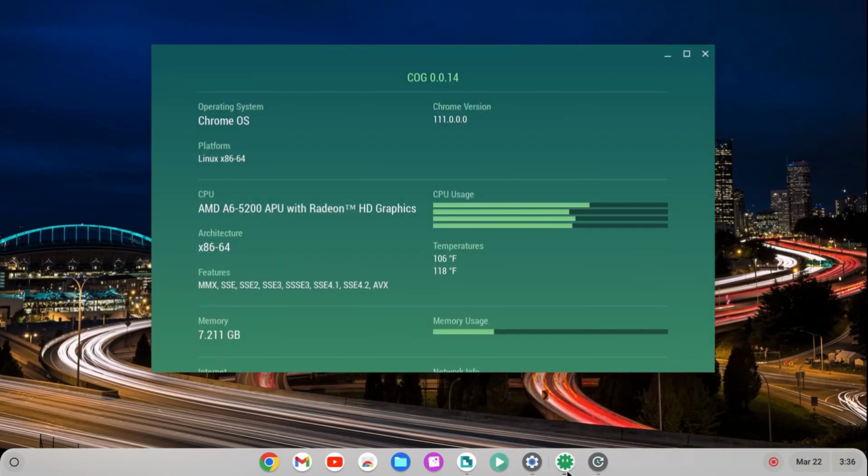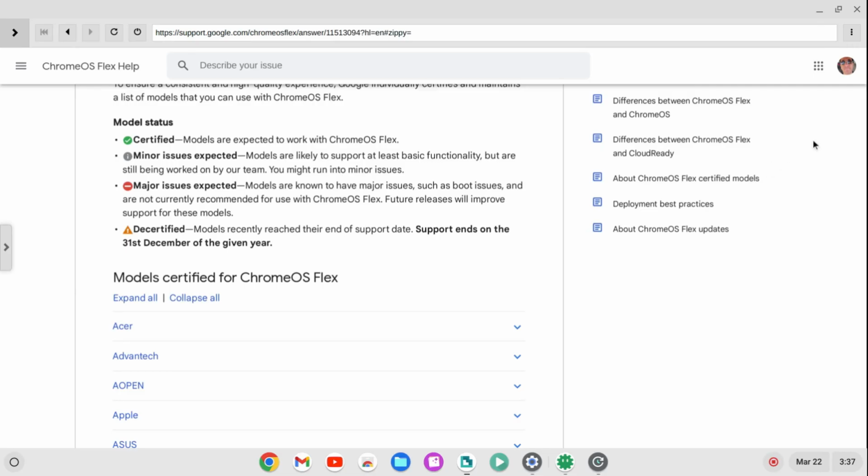As we look at the system viewer here, nothing fancy, of course. The operating system is Google's Chrome OS, Linux platform, AMD A6, maxed out with 8 gigs of RAM. Like I said, there's really nothing special going on here, but it works.